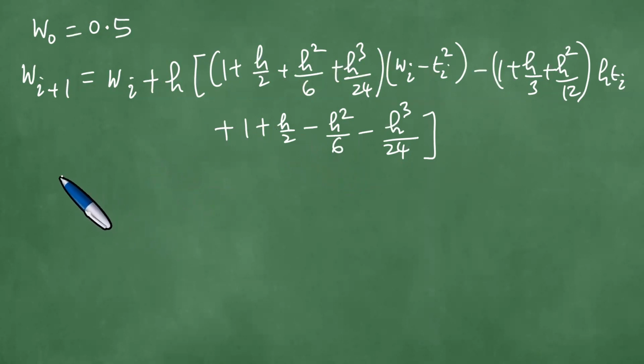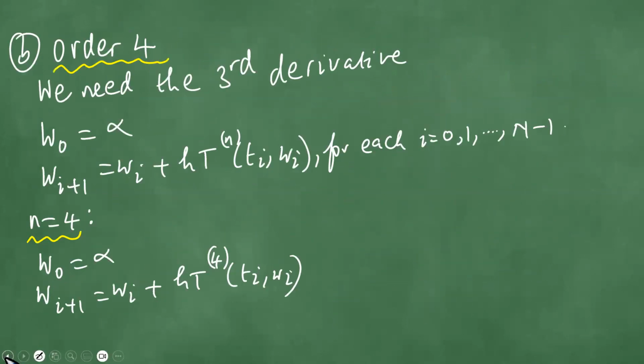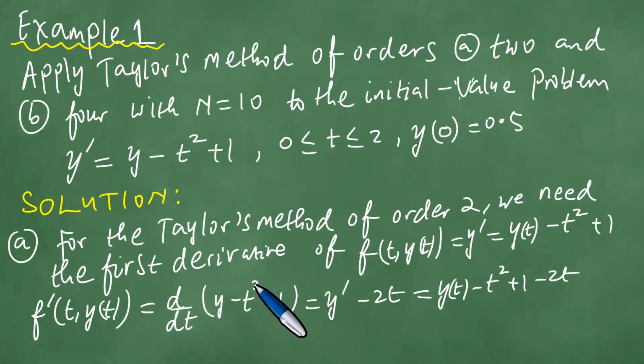So this is true for i equals 0, 1, until n minus 1. Because if you look at the question, this question says, okay, apply Taylor's method of order 4 with n equals 10. t lies between 0 and 2. If t lies between 0 and 2, we want to divide this interval into 10 parts.